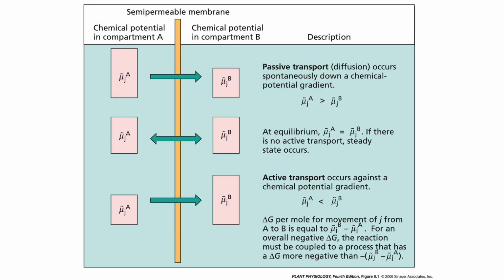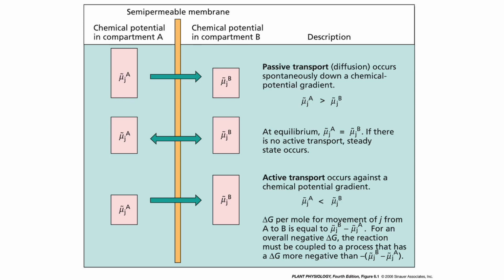In the upper example, we see 2 compartments. The chemical potential is shown in compartment A and the chemical potential is shown in compartment B, and both compartments are separated by a semi-permeable membrane. Mu is the chemical potential symbol, and mu A is for compartment A, and mu sub J, the J is referring to some specific ion or substance in this case. The size of the box represents the size of the chemical potential.